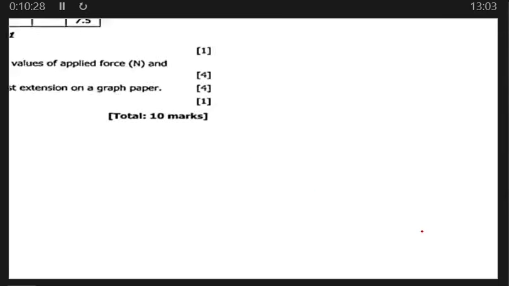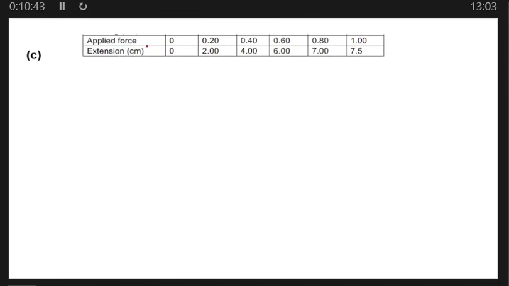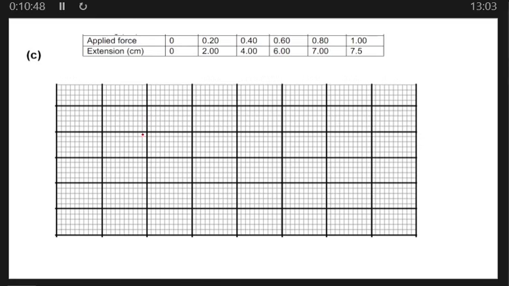So next question, which is C here. So C says draw a graph of applied force against extension on a graph paper. All right, so let's go and see how we can plot. So we use these values here, applied force against the extension. So we'll bring our graph like that. Then we must label the graph to know what we are going to plot on the graph. So we are going to plot force against the extension.